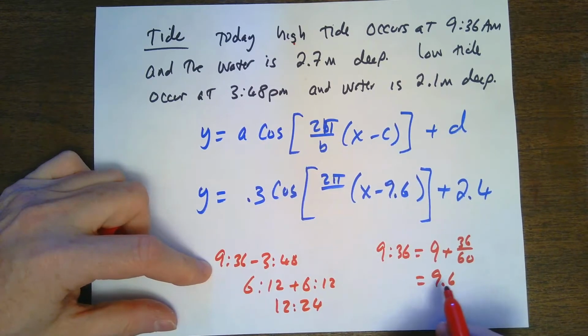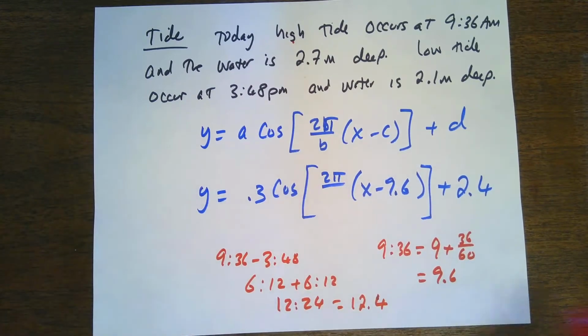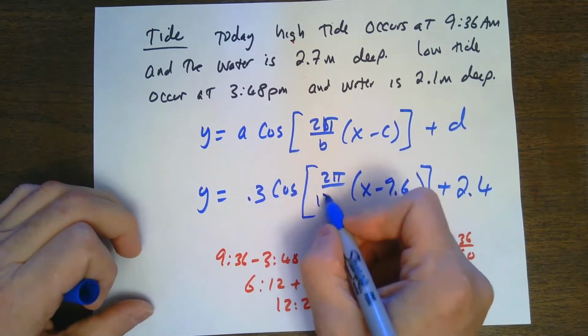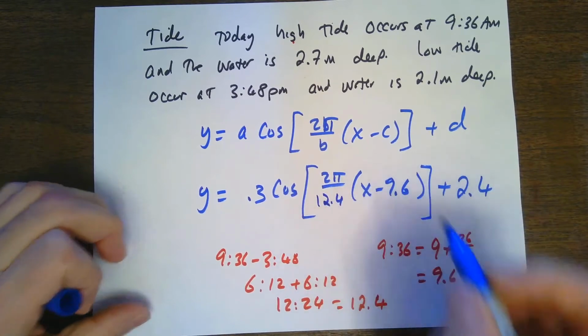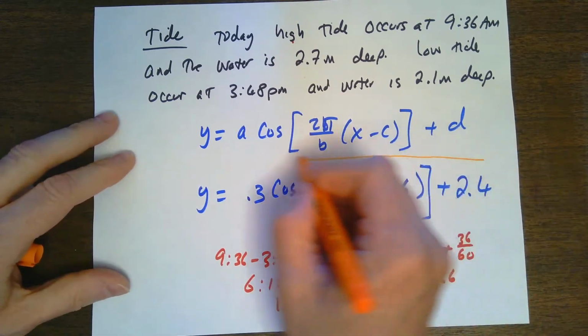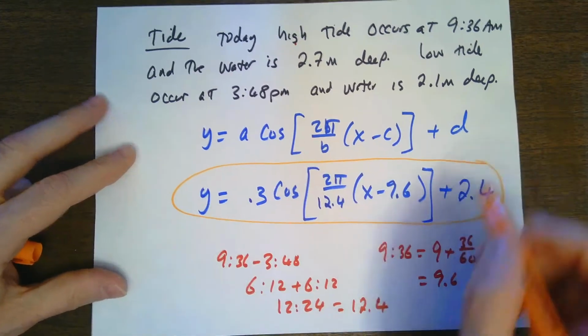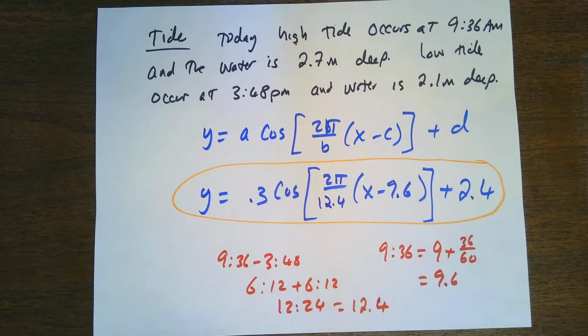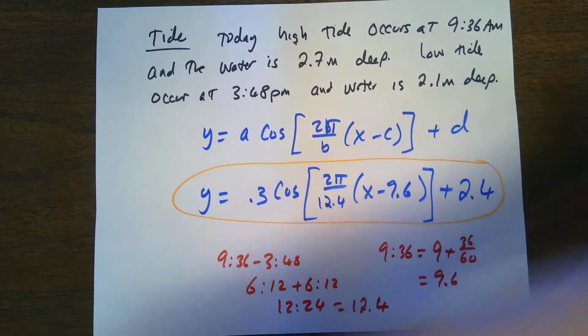I'm going to use the same trick that I did over here. 12.4. So 12.4 is going to go under here. 12.4. All right, so now we have the model. We created the model. And of course, once you've got the model, we're just answering a bunch of questions now about what's going on in this.